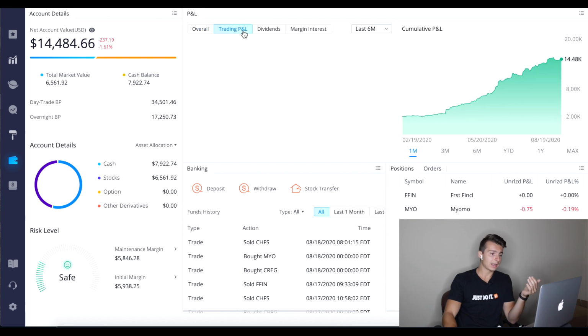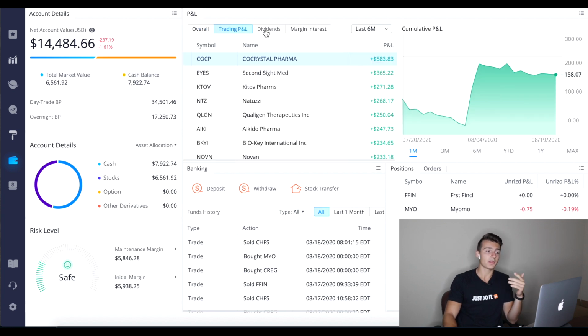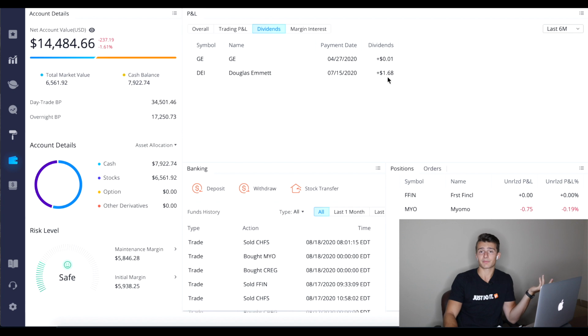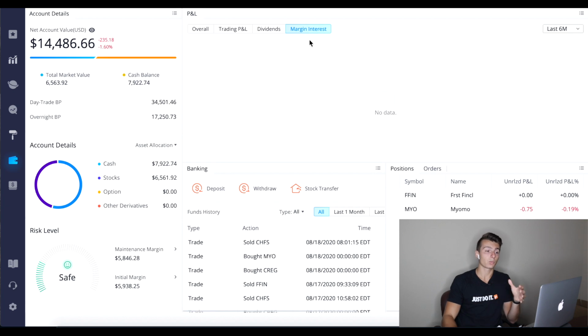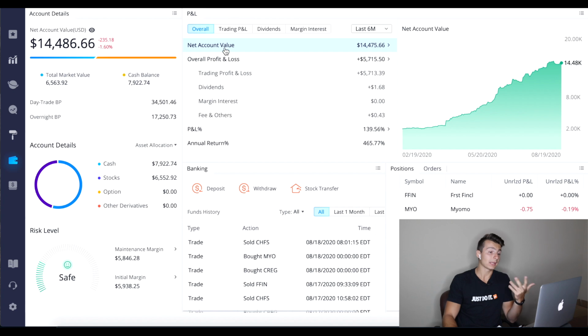You can also look through your trading P&Ls and see what stocks you've done the best with, where you've earned dividends. These are actually from some free stocks that I got that I just so happened to be holding when that dividend was actually given to me. And you can also sign up for margin interest, where Webull will actually lend your stocks out and you'll get paid an interest rate on them lending your stocks.